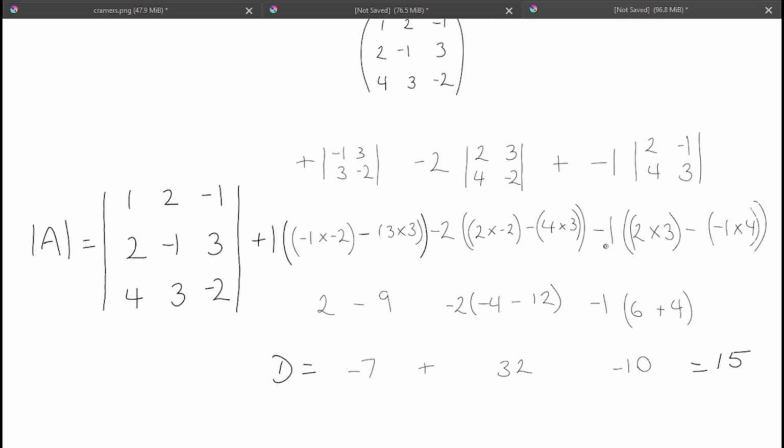And for the third one, we have minus 1, open brackets, 2 by 3 minus 1 by 4. So 2 by 3 is 6, minus 1 by 4 is minus 4, and minus 4 by minus will give us plus 4. Alright, so 2 minus 9 is minus 7, plus minus 4 minus 12 by minus 2 will be 32, and 6 plus 4 by minus 1 will be minus 10. And if we add these up, we will get the determinant of 15.